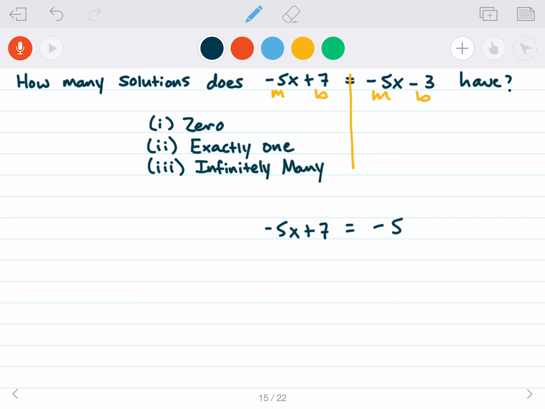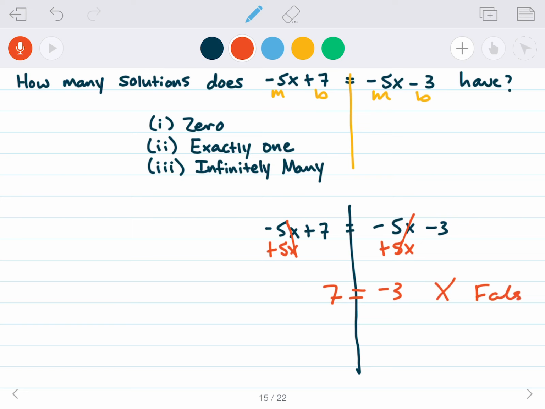So we get negative 5x plus 7 equals negative 5x minus 3. What I'm going to do first is I'm going to get the x's together by first adding 5x to both sides. And they actually end up canceling out on both sides. So I'm left with 7 on the left side equals negative 3 on the right side. This is a false equation, an untrue equation.